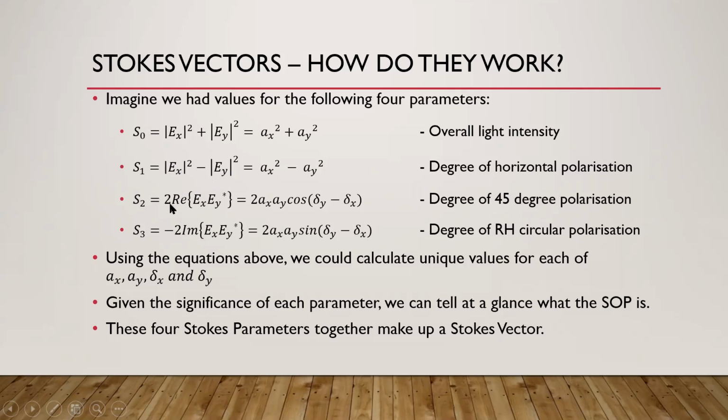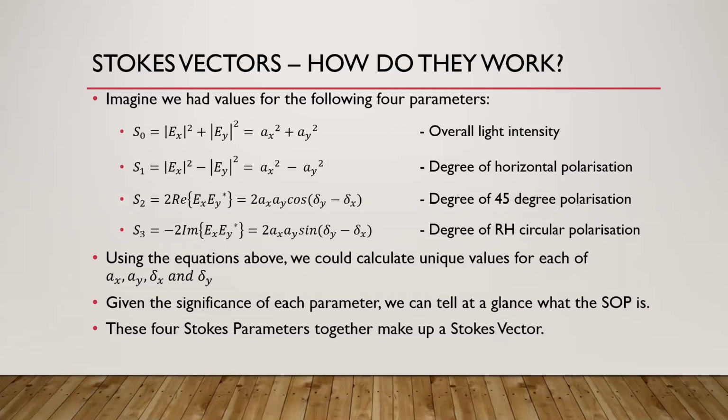S2 then is defined as twice the real part of EX by EY conjugate. And mathematically, if we treat EX and EY as simply an amplitude multiplied by a complex exponential, then 2 times the real part of EX EY conjugate works out as 2AXAY by the cosine of the phase difference between them, where AX and AY are the amplitudes. And what that signifies is the degree of 45-degree polarization.